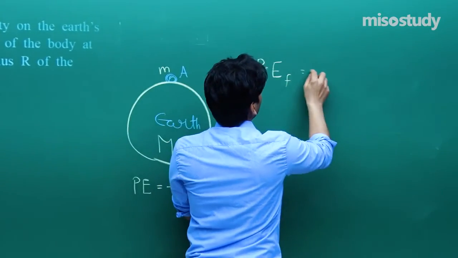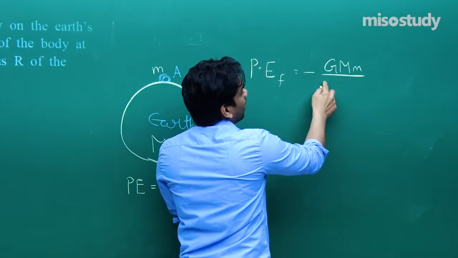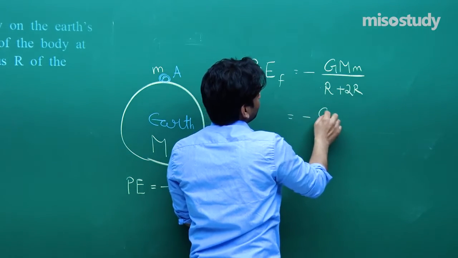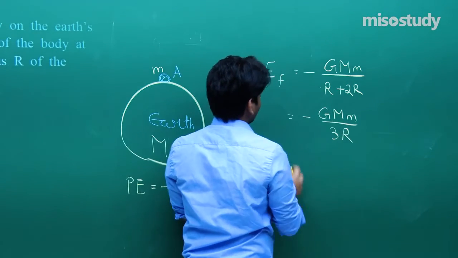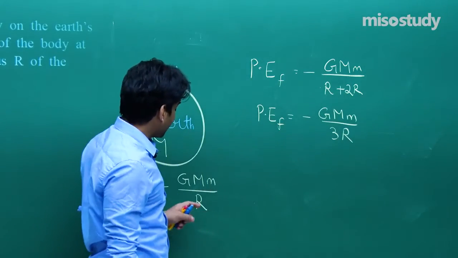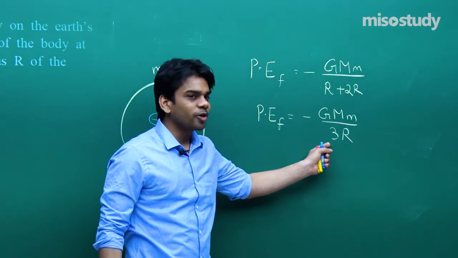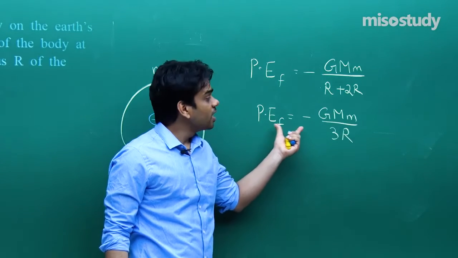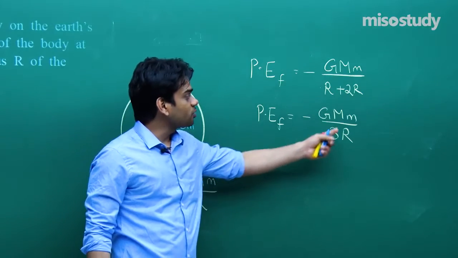That will be equal to minus GMm divided by r plus 2r, which comes out to be minus GMm by 3r. Do you have any idea which one is higher and which one is smaller? In terms of magnitude, since we have 3 in the denominator, this will be smaller in magnitude. Since both have a negative sign, overall this will be higher.